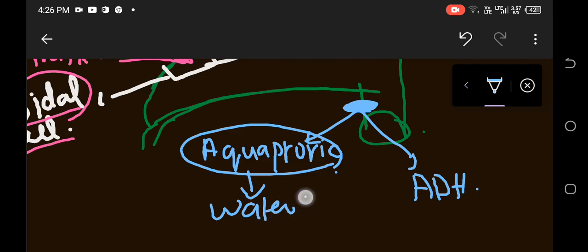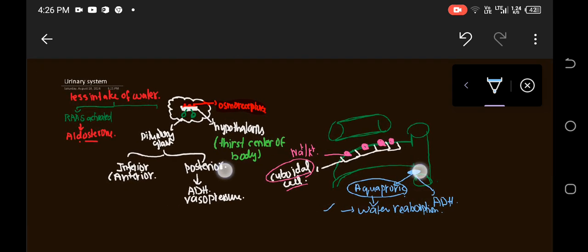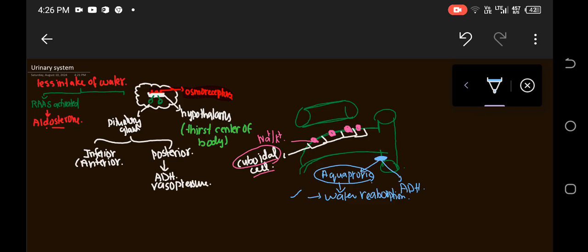And when we do not drink a lot of water, this means water is reabsorbed more from our body and does not go much into the urine. So this is how less intake of water is also balanced to maintain our body water level.